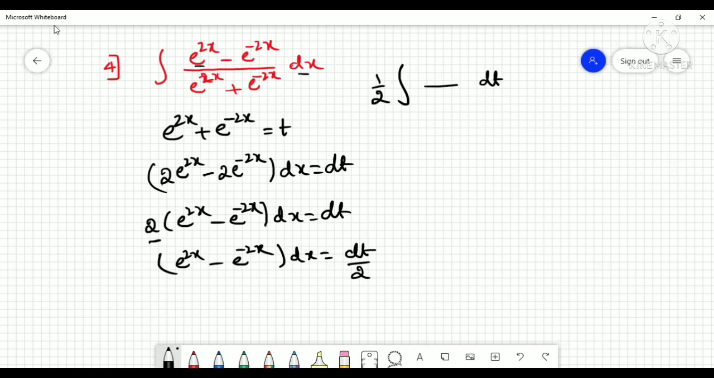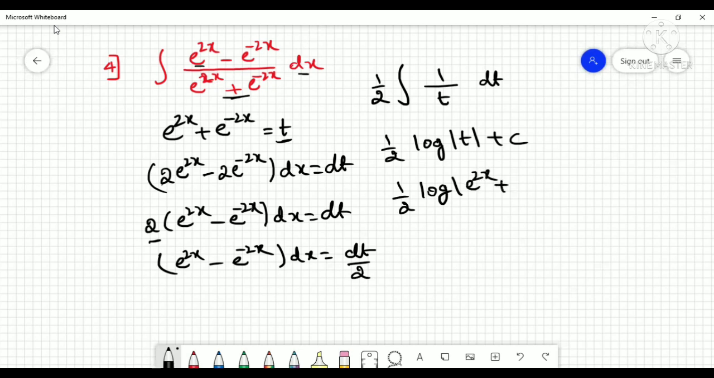The 1 by 2 I'll write outside. Now 1 by e power 2x plus e to the power minus 2x is 1 by t. Then 1 by 2, what is the integration of 1 by t? That is log of mod t plus c. Then 1 by 2 log, what is the t value? That is e power 2x plus e power minus 2x, plus c. This is the value of this integration.